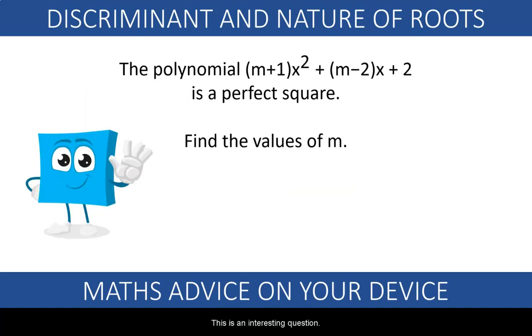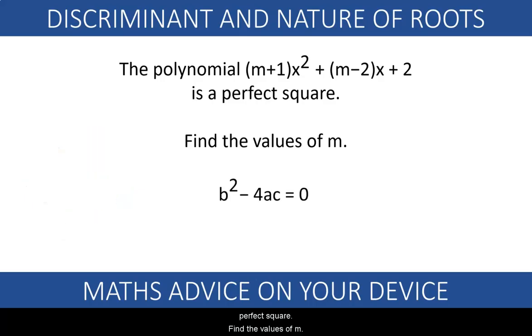This is an interesting question. The quadratic is a perfect square, so we need to find the values of m. Because the quadratic is a perfect square, we know that the discriminant b squared minus 4ac is 0.